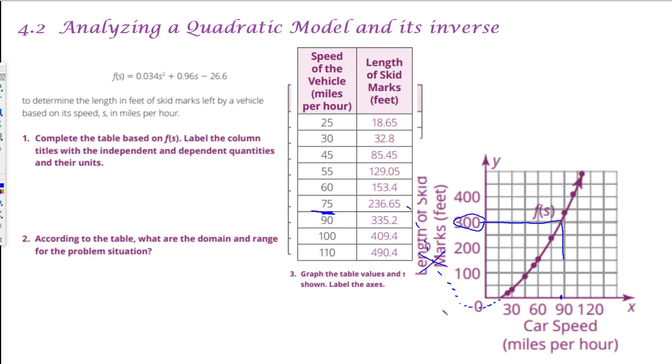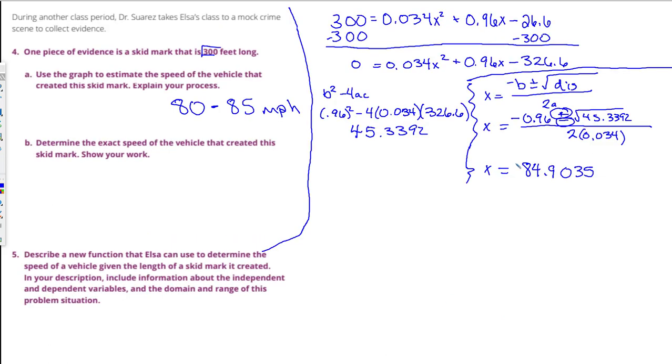I don't need that negative number. I'm only concerned with that positive. And so now that I've gotten a positive answer, this is the speed my car was traveling in order to create the skid marks, or that stopping distance at 300 feet.